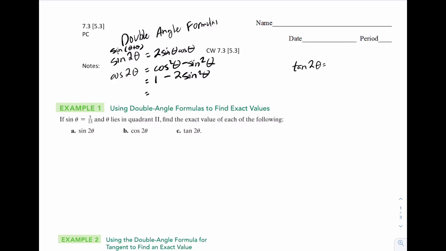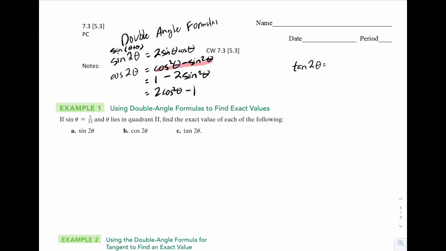Or we can say, well, let's make this sine squared 1 minus cosine squared in the quantity, meaning parentheses. And notice how if we do that, we get a third one. We get 2 cosine squared theta minus 1. So cosine has 3 formulas, and I do expect you to know all 3. You will be tested on them.